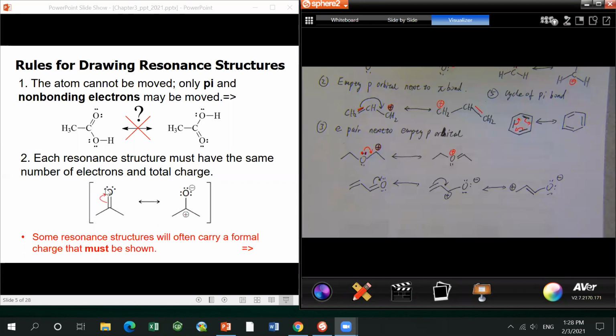And for the total charge, the left molecule is neutral, and the right one, although there is charge separation, the total charge is still the same. So make sure you check it.